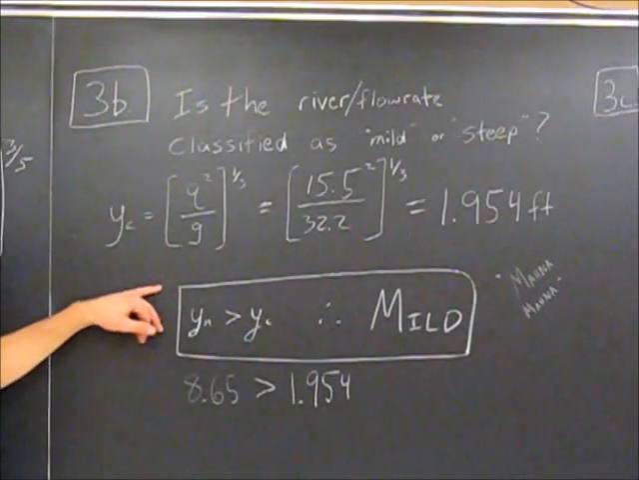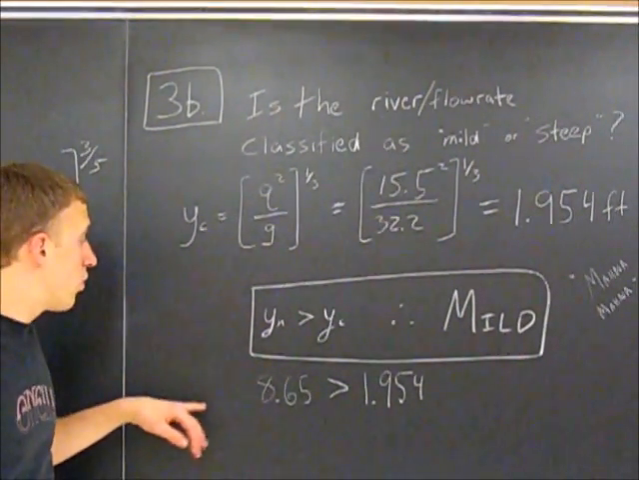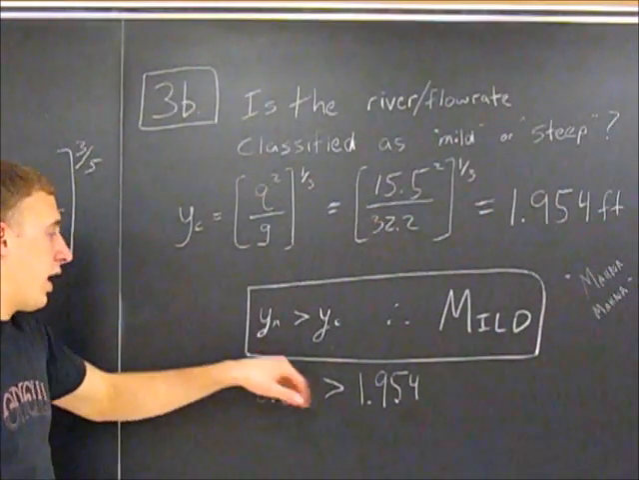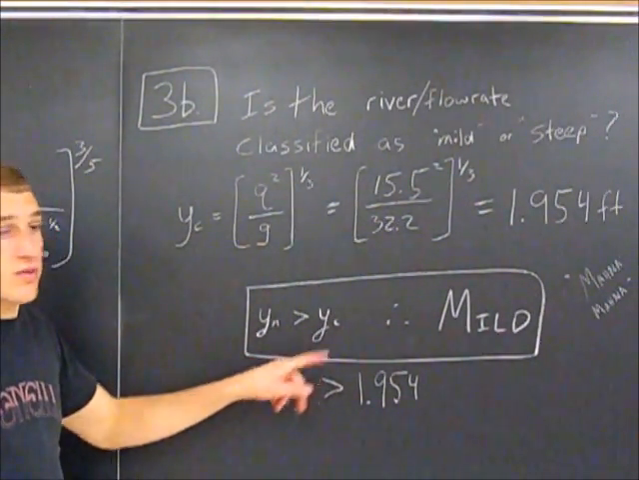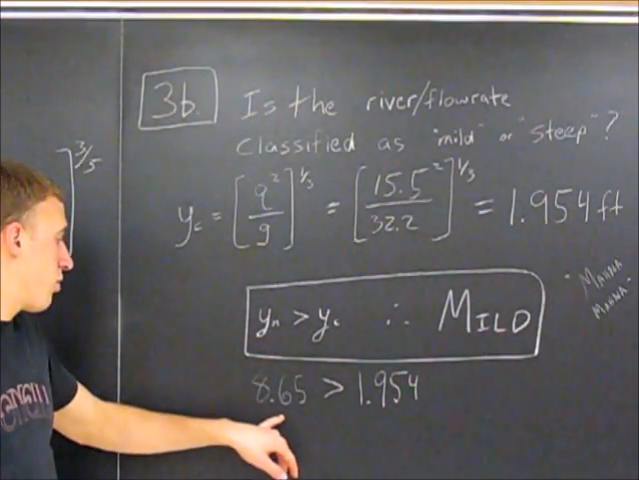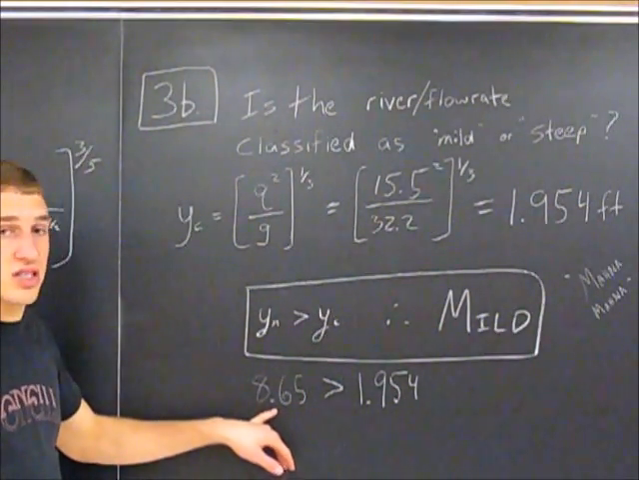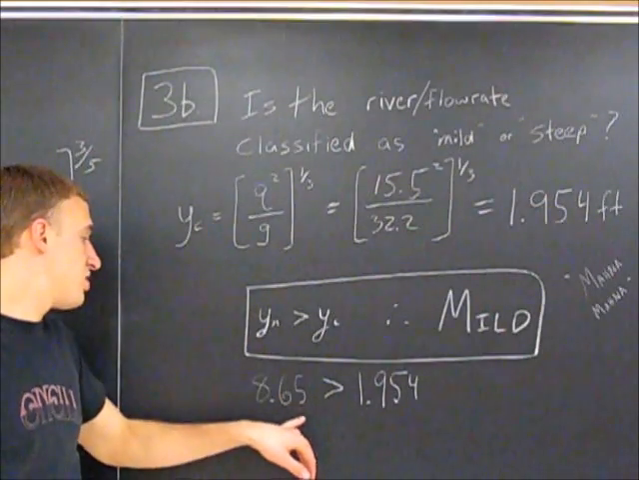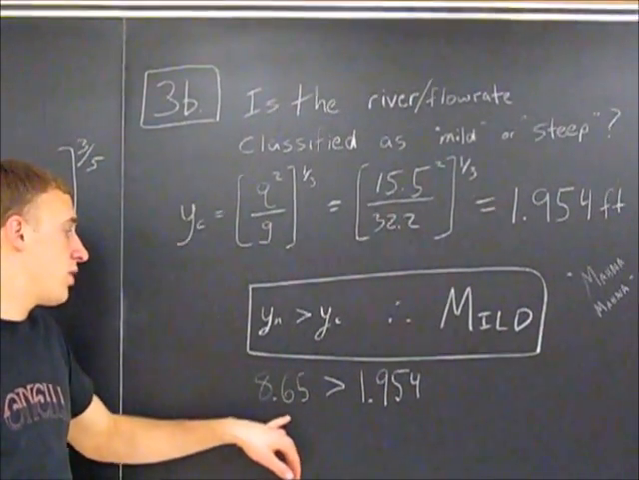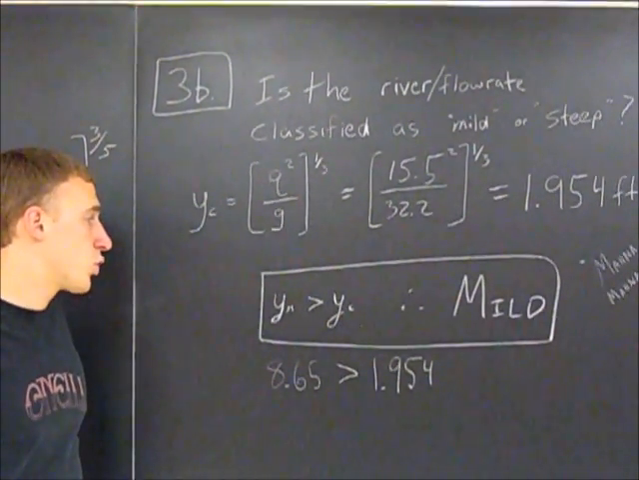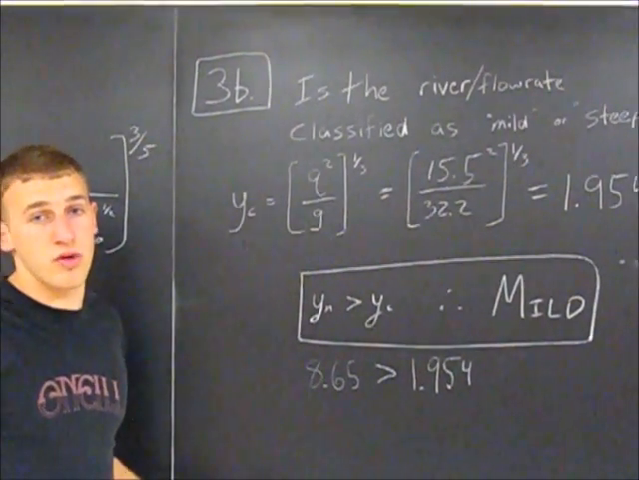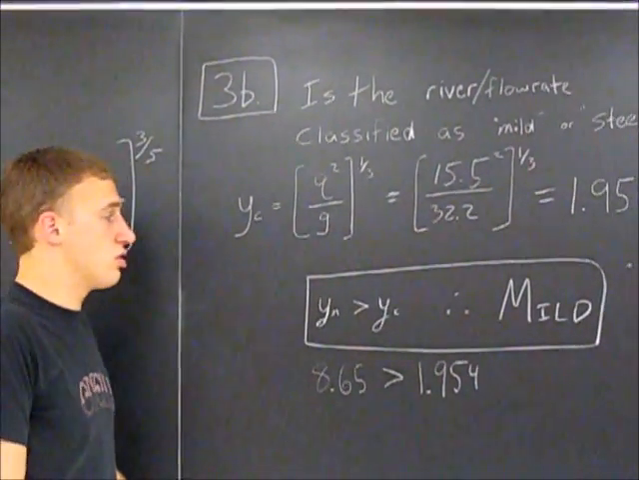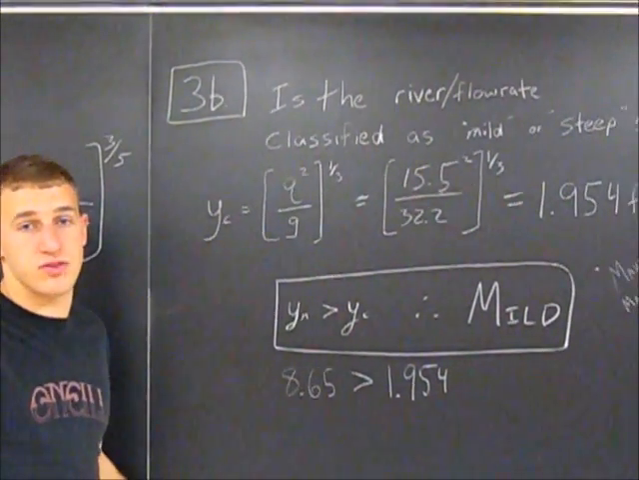So in order to classify this river as mild or steep, we need to look at the uniform depth value and the critical depth value. The uniform depth value we found in the last part is 8.65, and the critical depth value is 1.94. So we can see that the uniform depth is greater than the critical depth, and therefore the river will be classified as mild, according to the backwater profile classification table.